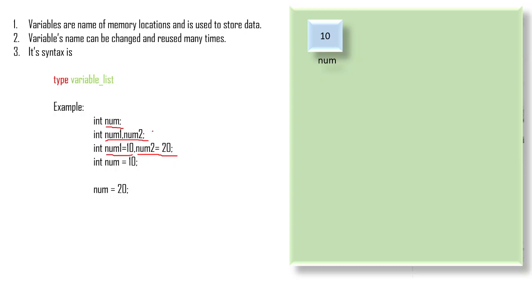So suppose we have written this line, when this line is executed, two memory locations will be created, one with the name num1, the other with the name num2, and the initial value stored here is 10, and the initial value stored here is 20. Okay, and suppose we have not provided any value, then by default a garbage value is put there. So it is generally recommended to initialize the value that we want here.